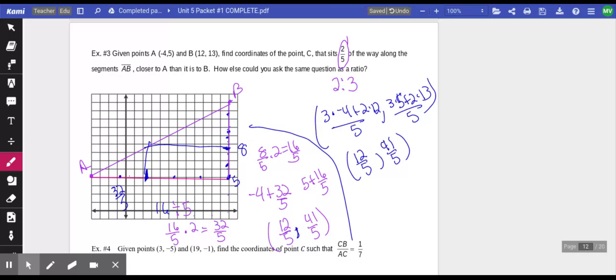Now, I can do that the same way using the formula, where I do the second part of the ratio, which I called n, times the x-coordinate, so it's 3 times -4, plus the first part of the ratio times the x-coordinate of the second point, 2 times 12, all divided by the sum of the parts, 2 plus 3. And then I do the same thing for the y, so I did 3 times 5 plus 2 times 13 divided by 5 gave me the exact same answer.